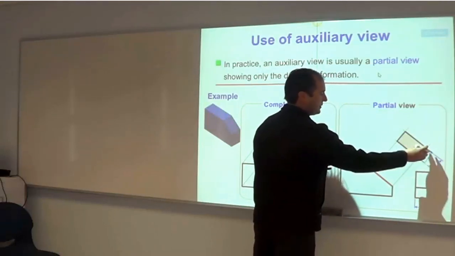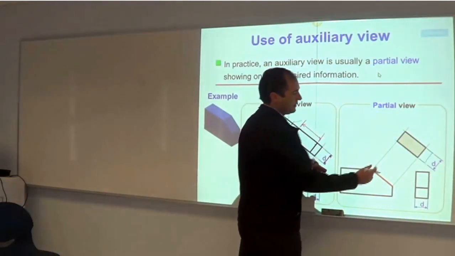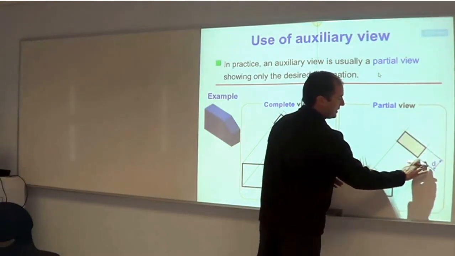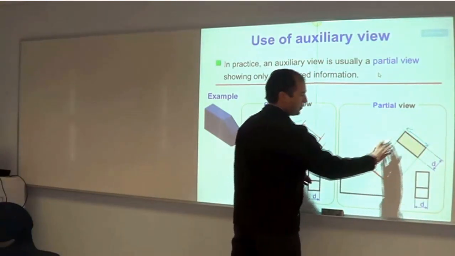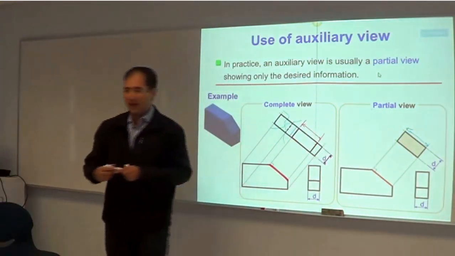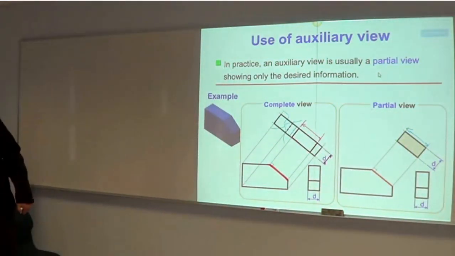We're going to see something like this, because we really don't care about this part here. This is not of interest because it is in a different plane. It is not showing the right dimensions. We are interested in this part. So we can show something like this. So that's the use of auxiliary views.